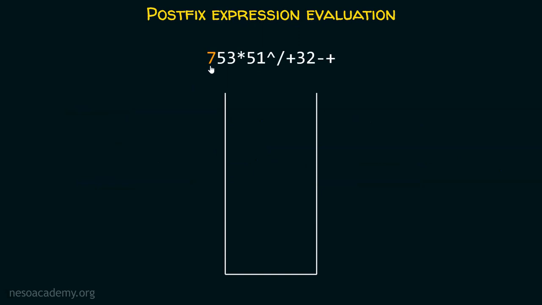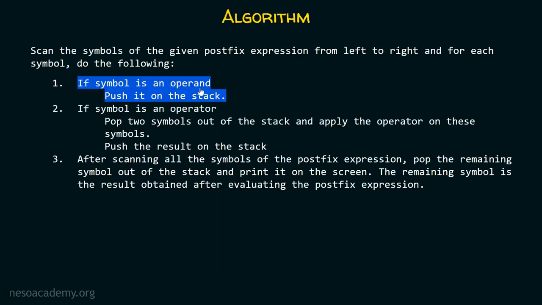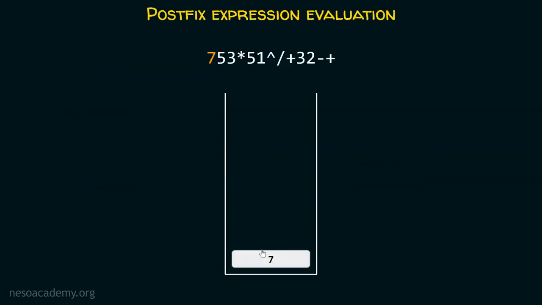We've encountered this symbol, isn't that so? This is an operand, right? If symbol is an operand, then push it on the stack. Simple. This time when we encounter an operand, we'll simply push that operand onto the stack. Okay, so we'll push this operand on the stack. After this, we know what to do with this operand, right? We have to push this onto the stack. Then we will push this operand onto the stack.